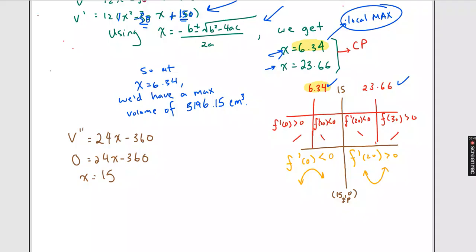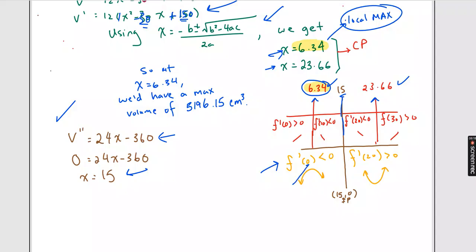Then I'm going to use the second derivative just to see if I get maxes or mins. We're looking for a max. Remember, the question is asking for a max. I find the second derivative, solve for x, and I get 15. So here's my first critical point, here's my second critical point, and the 15 in the middle separates the two. Now, using 6.34, I want to know if that's a max or a min. I choose any number less than 15 and plug it into the second derivative, or I can plug in 6.34.